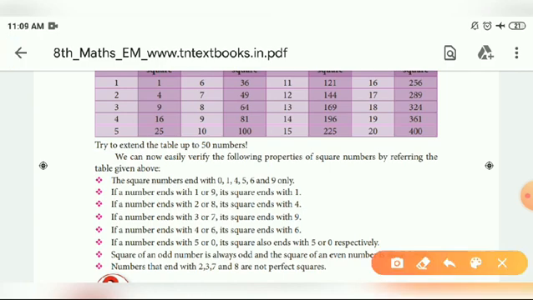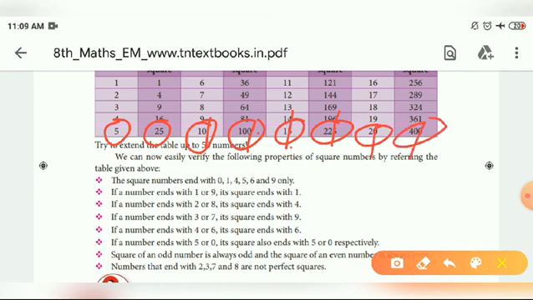The next one. If a number ends with 5 or 0, its square ends with 5 or 0 respectively. If a number ends with 5, the square number also ends with 5. Next, check 15 and 25. If a number ends with 0, the square number also ends with 0. 10 10s are 100, 20 20s are 400. Okay, so these are all the basic properties.